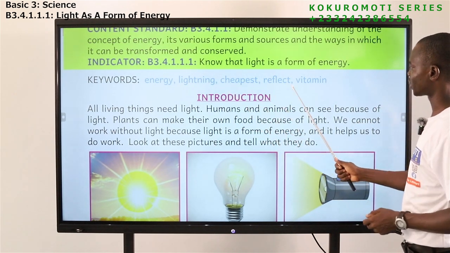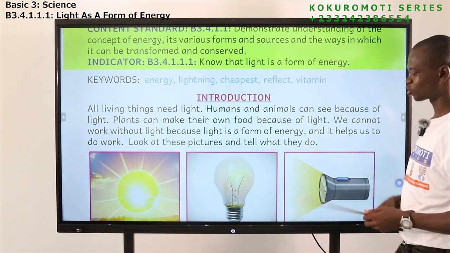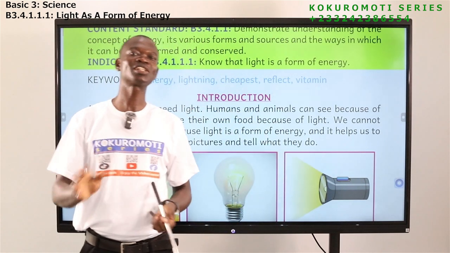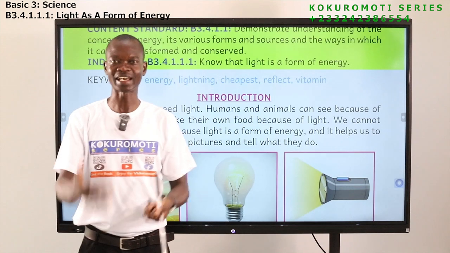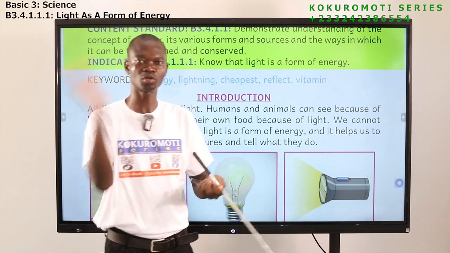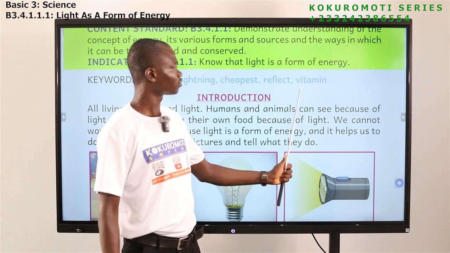The next is reflect. We learned in our previous lesson that the moon does not produce light, but rather it reflects light. It throws back light. So reflect means to redirect something, to throw back something.